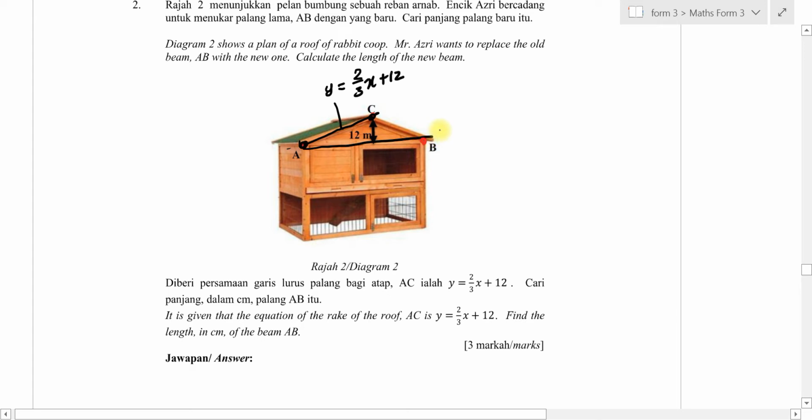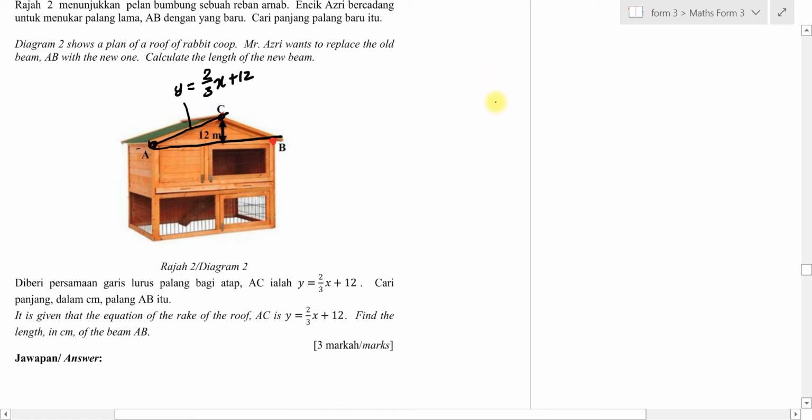Okay, so we don't have any other information in this question. So how do we deal with this question? We need to find the length of AB. Let's draw this question first so that we can see clearly. y equal to 2 over 3x plus 12. This is a straight line. Take note, A and B are horizontal.